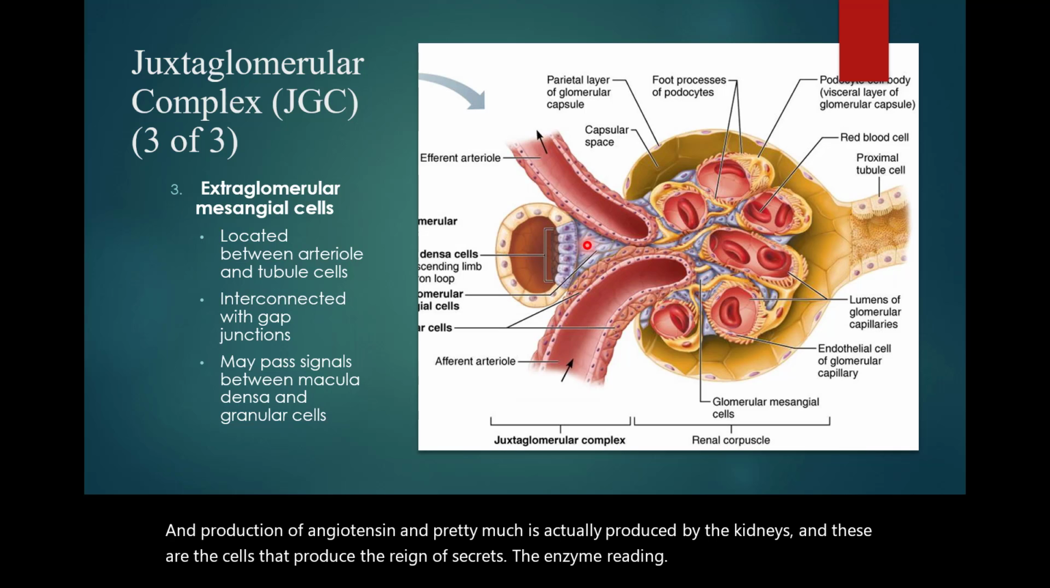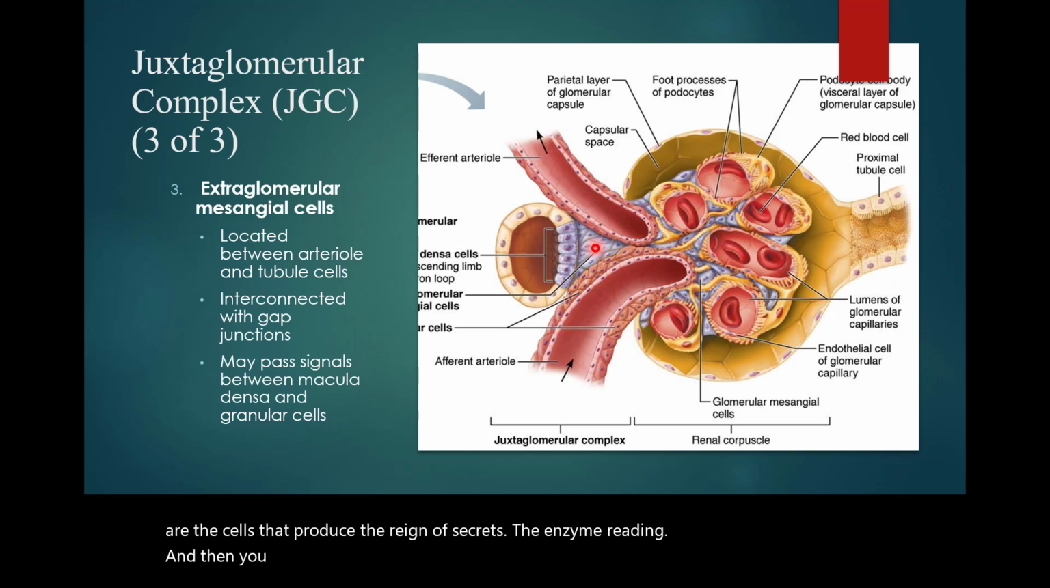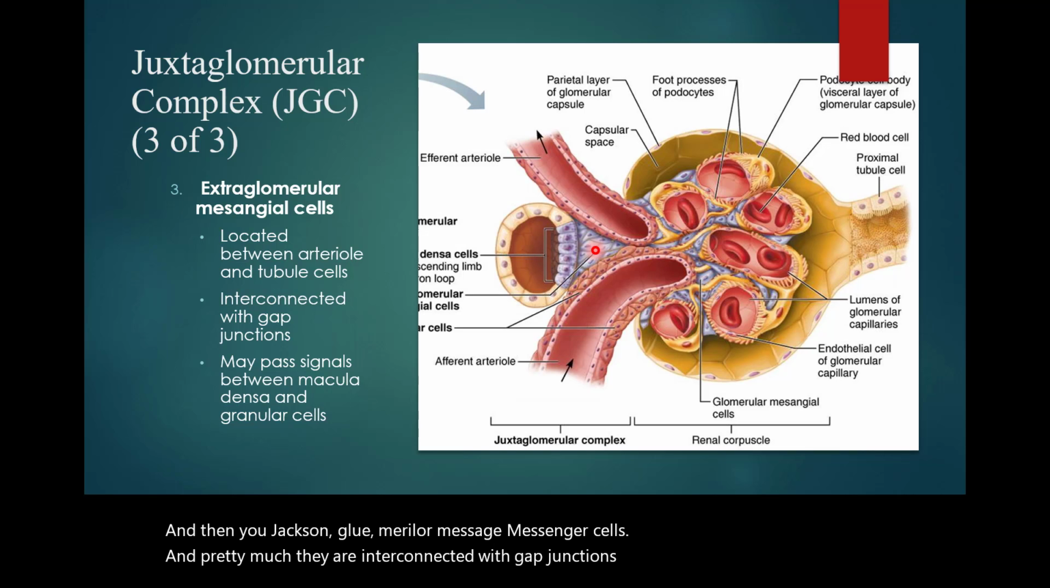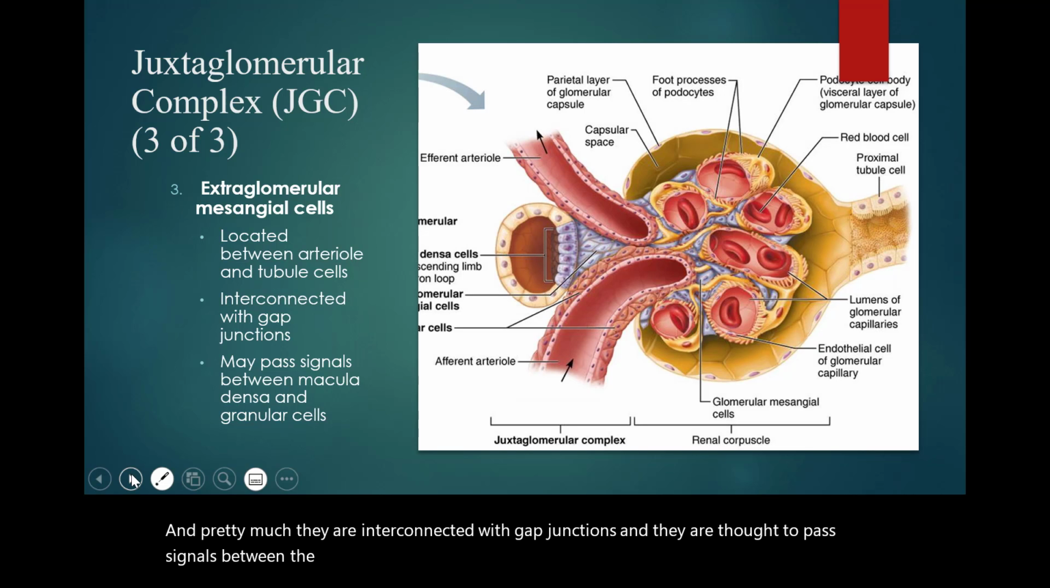And then you have juxtaglomerular mesangial cells. Pretty much they are interconnected with gap junctions, and they are thought to pass signals between the macula densa and the granular cells.